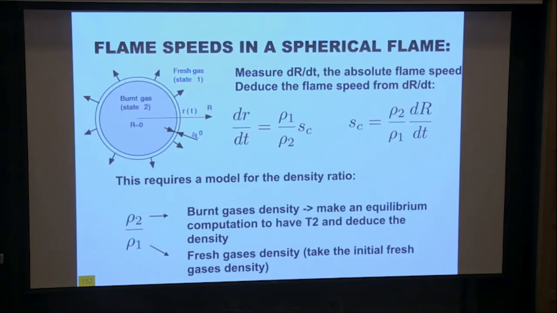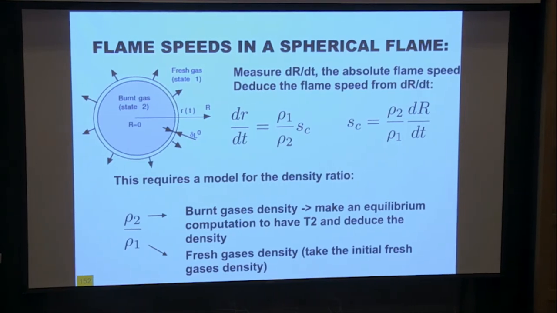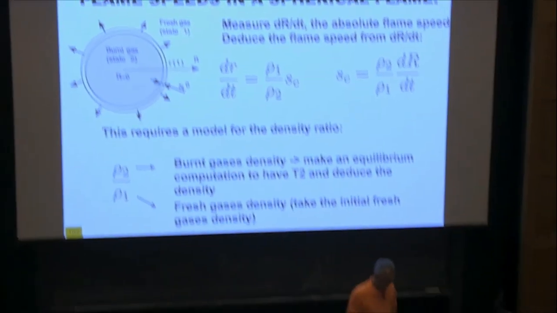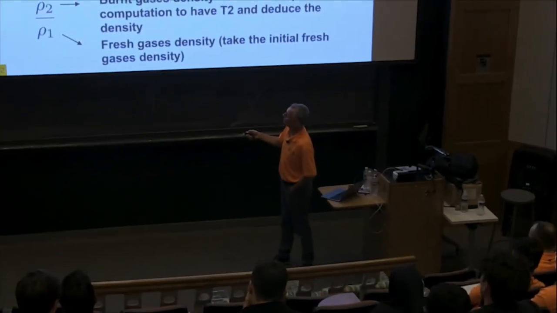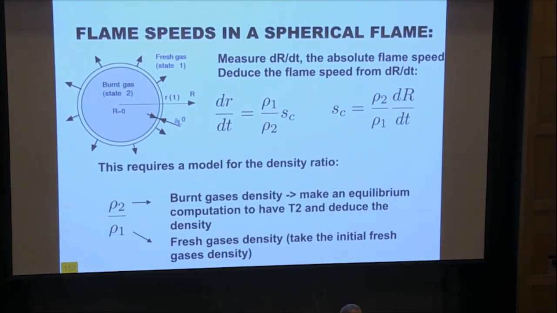Now, this doesn't work so well either, if you want to be precise. Why? Well, because this model, dR/dt equals rho_1 over rho_2 times S_c, I have derived it assuming that the flame was thin, that the density rho_2 was the density of the burnt gases. But these gases may have been cooled because of radiation. We need a model for them also. That means we need to do a computation. We cannot measure them, that is just too small. So if we get this number wrong, rho_2, then we will get S_c wrong. And it's not going to be a good measurement.